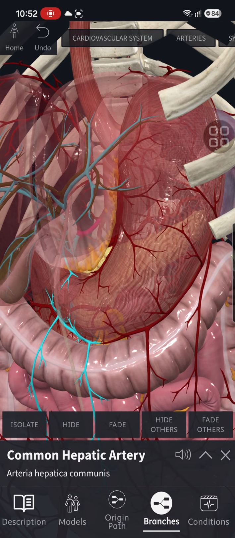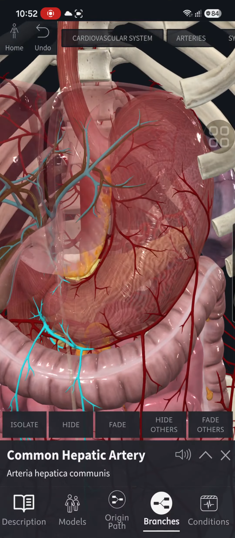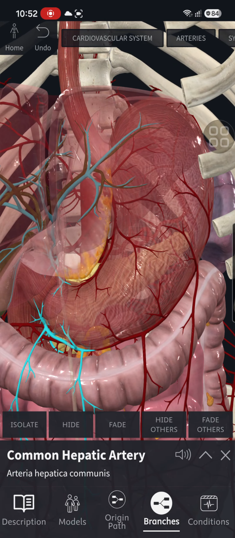Okay, now to the common hepatic artery, okay? So the common hepatic artery will give 3 branches, right? So first branch of the celiac is the left gastric, no branches. Splenic gave 1 branch, which is the left gastroepiploic, right? Then the common hepatic, the third branch of the celiac, gives 3 branches. First branch is the, so here, this is the common hepatic, right?